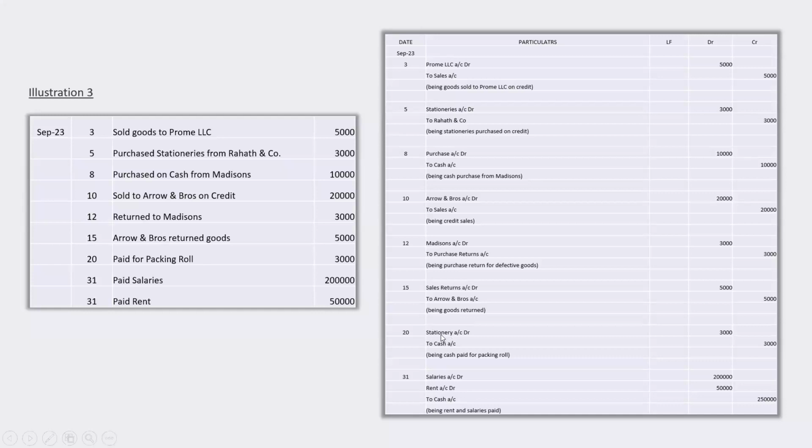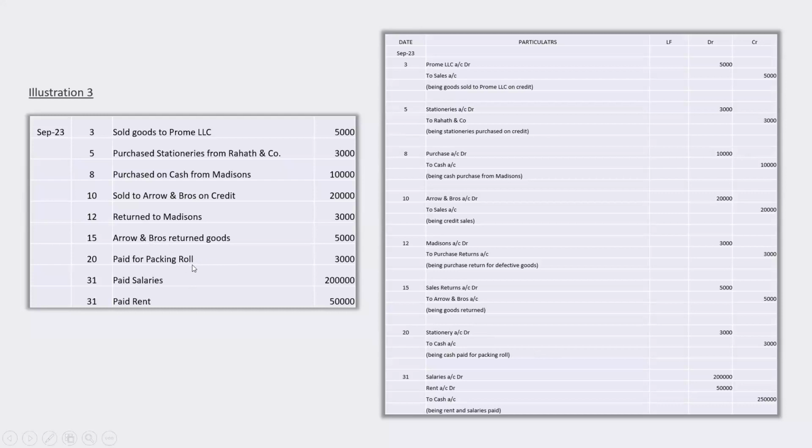You cannot mention here packing roll debtor, because this comes under stationery. So here you can mention stationery account debtor to cash account. We have paid it as cash, though it is not mentioned here as a cash purchase.